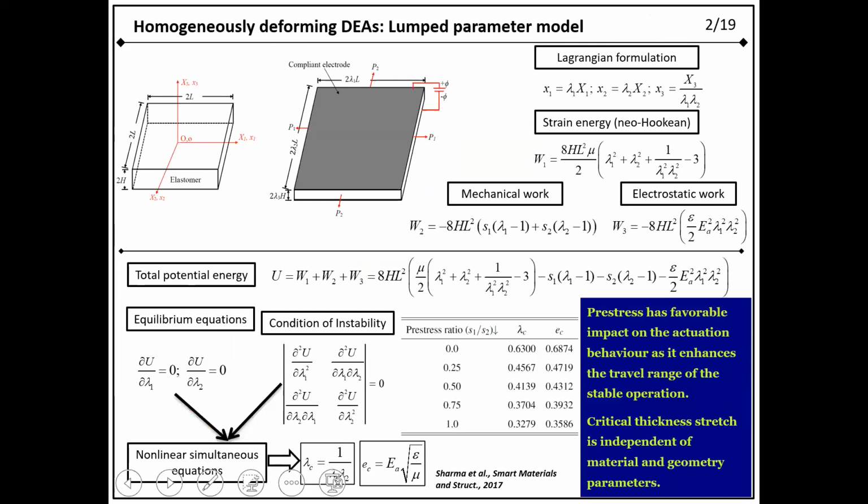Okay. So to start with, we will be talking about a simple model. We will start with the actuator that undergoes homogeneous deformation. I will talk about that first of all. So here we have an elastomer. Initially, let's say the dimensions of this actuator are 2L, 2L, 2H, and let's say 2L.